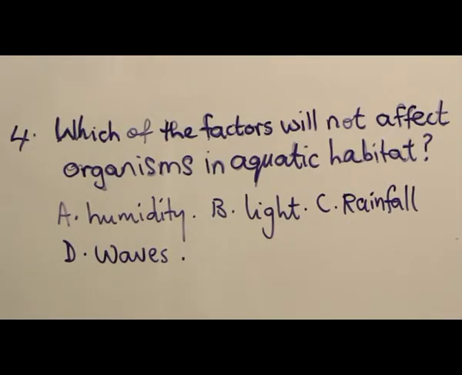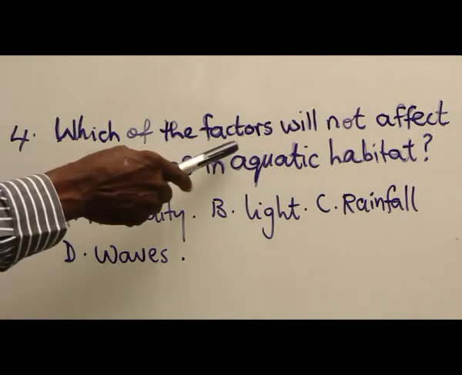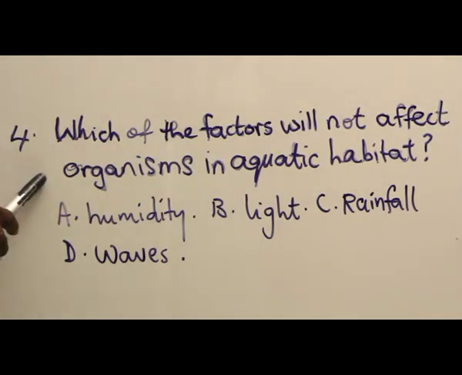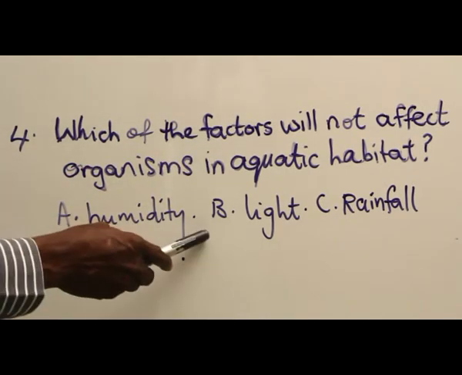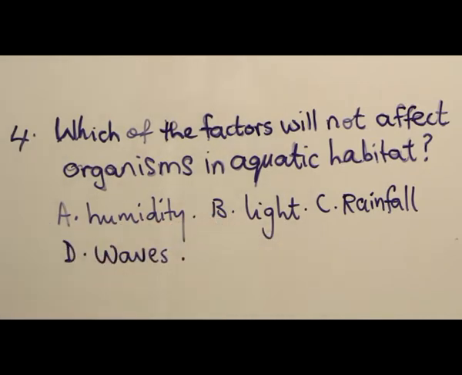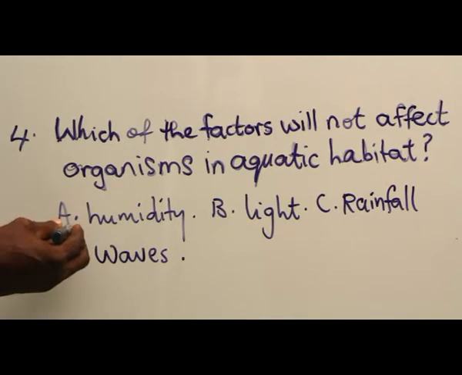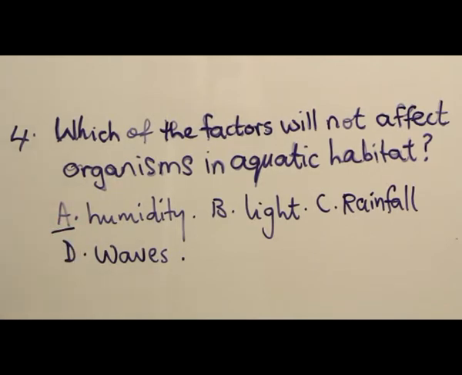Number 4. Which of the factors will not affect organisms in aquatic habitat? A, humidity, B, light, C, rainfall, and D, waves. Option A answers the question. Why? Humidity is the amount of moisture in the atmosphere. And the amount of moisture in the atmosphere has no effect on organisms in the water. So option A is the answer.